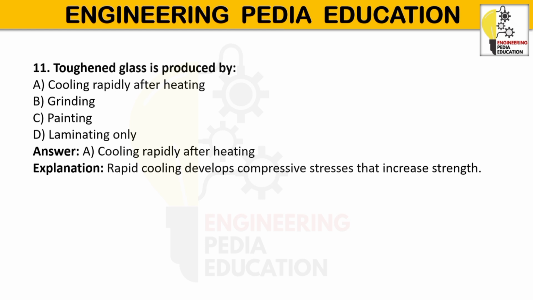What we conclude: toughened glass is an important safety material in civil engineering and architecture. Its superior strength, thermal resistance, and safer breakage behavior make it ideal for buildings, vehicles, and public spaces where safety is essential.